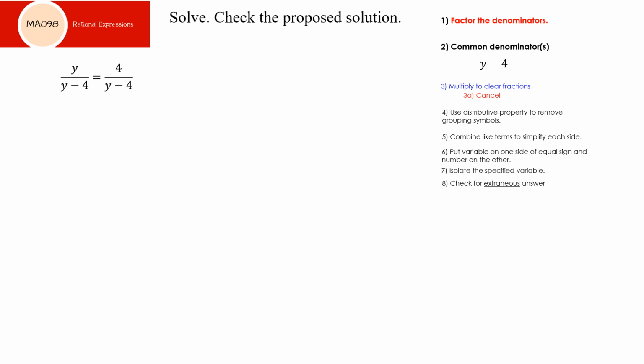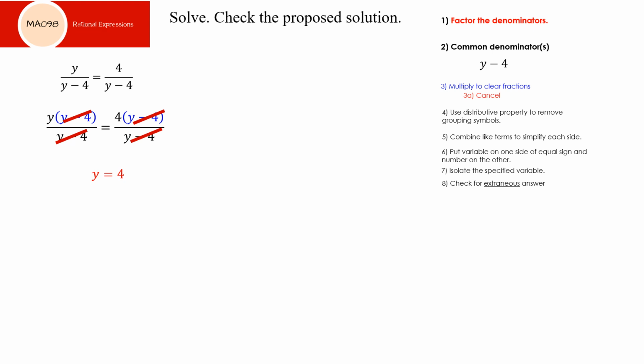Next, we're going to multiply to clear the fractions. That means I'm going to multiply both of them by the common denominator. In this case, we can cancel some stuff. Once we cancel, it turns out that y equals 4. We didn't have the distributive property, so we didn't need to worry about that. We didn't need to combine like terms because it was already simplified. And we have the variable on one side.